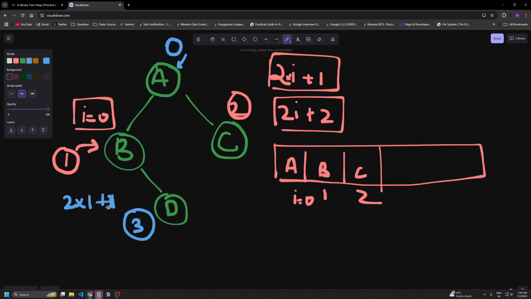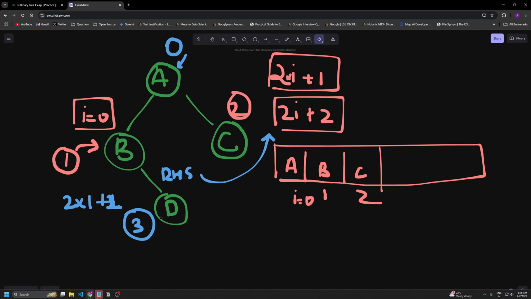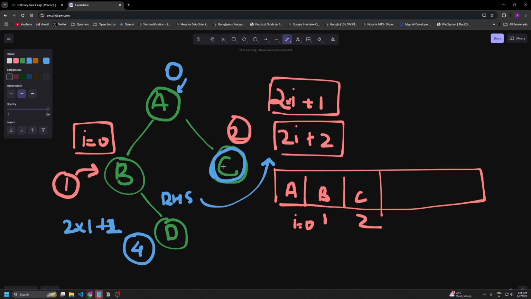And I'm sorry, this will be 2 into 1 plus 2 because it is on the right hand side. That's why we're going to use this formula. So this will get a value of 2 into 1 plus 2, which will be equal to 4. And similarly over here, C has no children. So what would have happened?